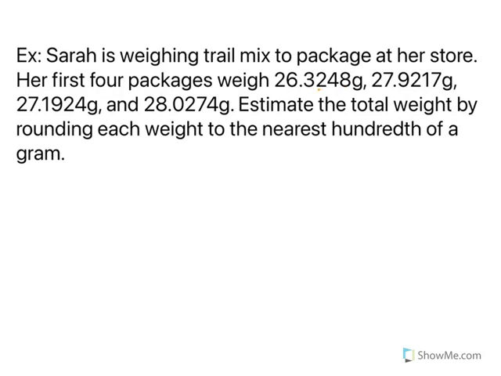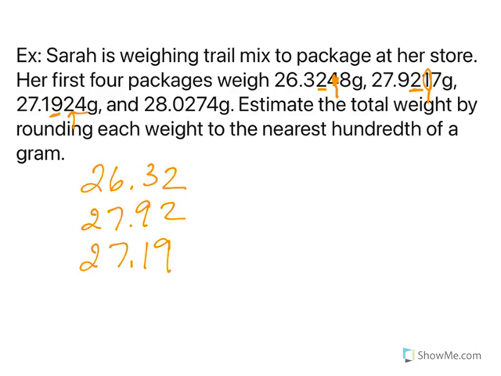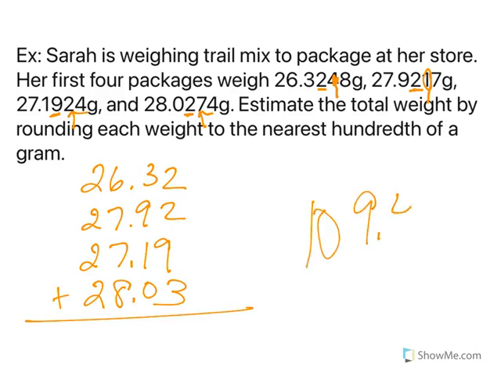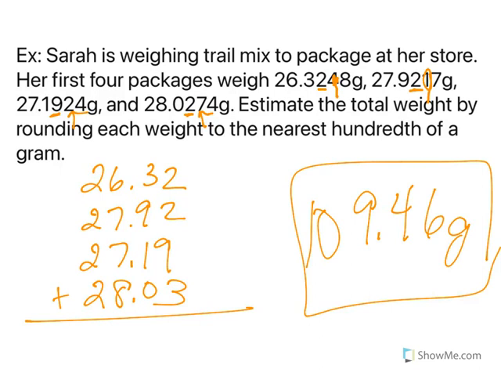All right, so for the first one, if I look at the 4, 4 tells me to stay the same. Look at the 2, 1 tells me to stay the same. I look, the 9 is where I want to go. 2 tells me to stay the same. I want to go to 2. 7 tells me to round up. 28.03. Now I can add all of them together, and I end up with 109.46 grams.